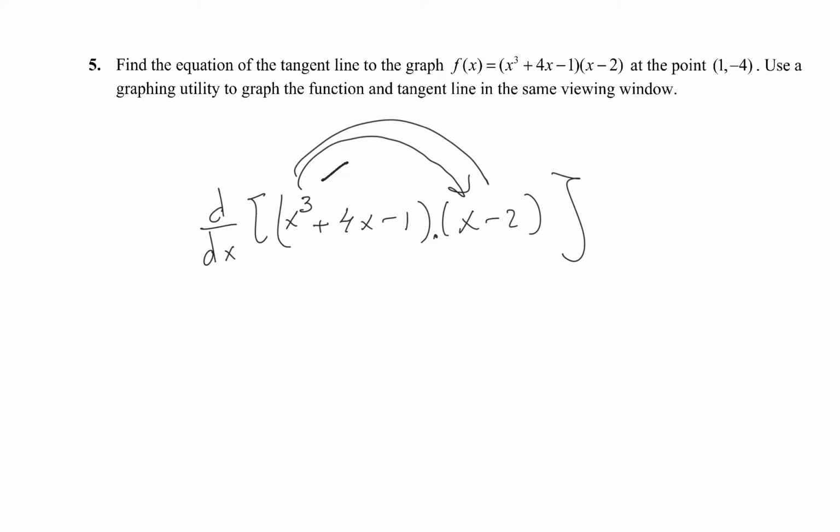What is the derivative of this product? It is the derivative of the first multiplied by the second, plus the first multiplied by the derivative of the second. Okay, let's do it.